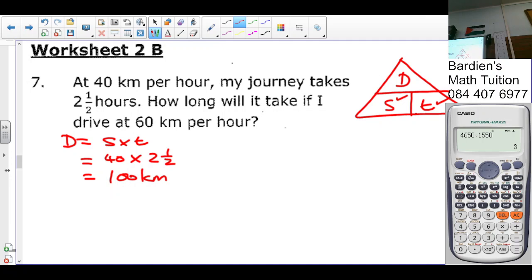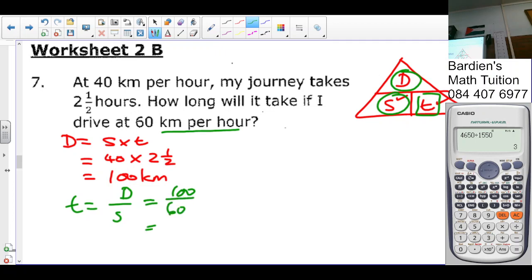So now, in the second calculation, we have the distance, we have the speed. So we want to calculate the time. So time is equal to distance over speed. So what's the distance? 100 over 60. Not so? So 100 over 60 is 5 over 3. How much of an hour is that? 1 hour and 2/3 of an hour.